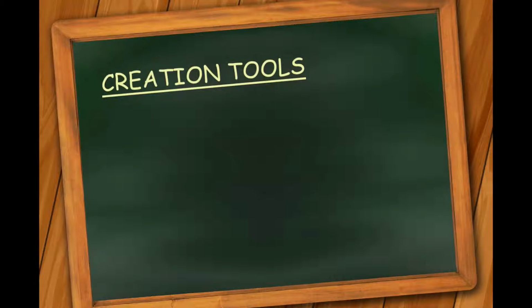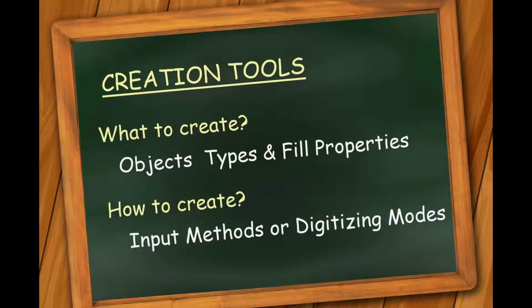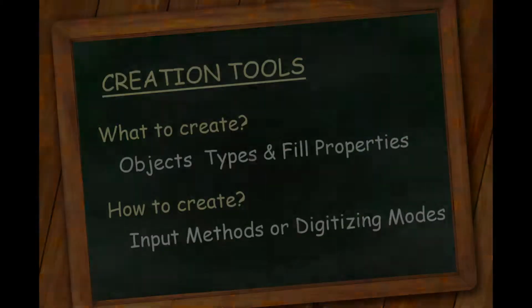There are two aspects when we talk about creation tools. What can we create? It refers to the individual parts to create, object types, fill types, and properties. How can we create? It refers to the available options to digitize the objects, the digitizing modes.